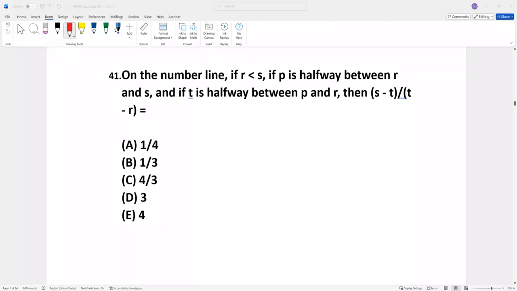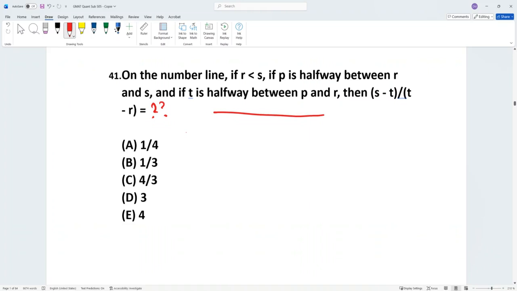Question number 41. It says on the number line, if R is less than S, if P is halfway between R and S, and if T is halfway between P and R, then (S minus T) over (T minus R) is equal to what? So this is the question. Okay, it's talking about the number line.